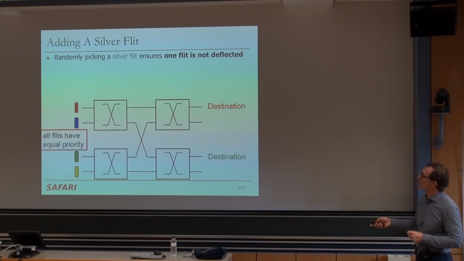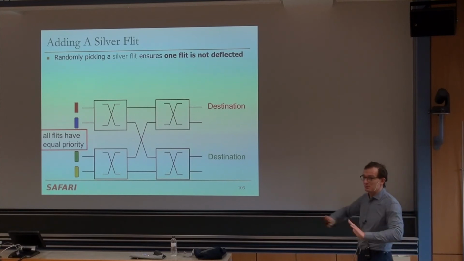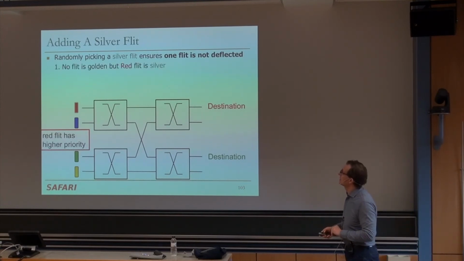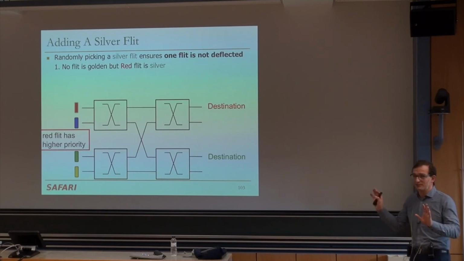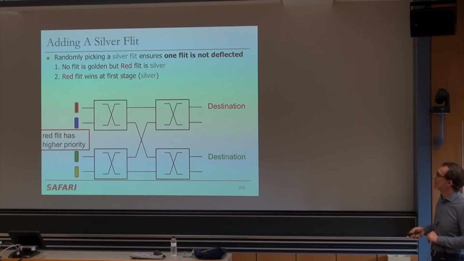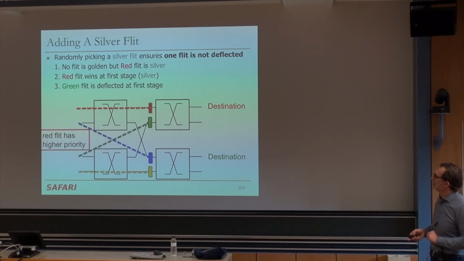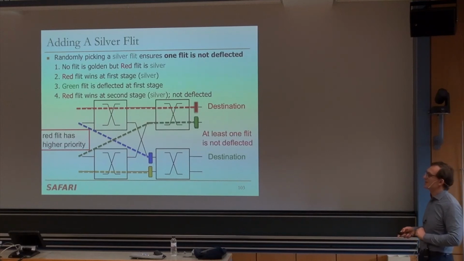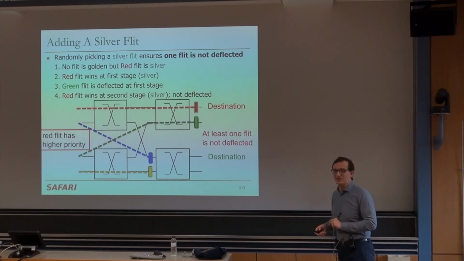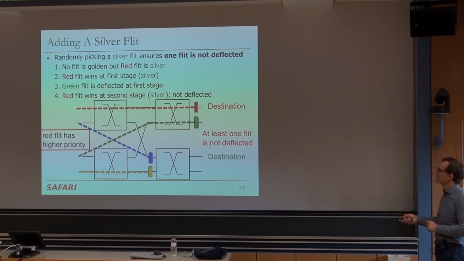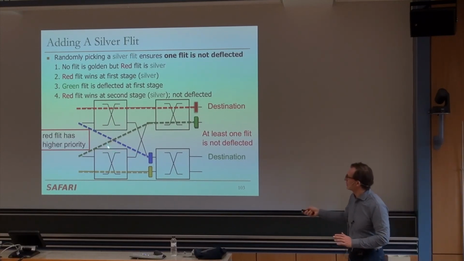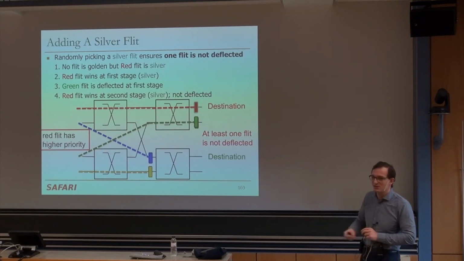So we randomly pick a silver flit. If you look at the flits over here, they all have equal priority; none of them is golden. At the beginning, you randomly pick the red flit as silver, and the red flit wins at the first stage. That's good. The green flit is deflected at the first stage. The red flit wins at the second stage also, so it doesn't get deflected. That's the idea over here. You consistently prioritize the red flit within the router, as opposed to making uncoordinated decisions across the switches of the permutation network.